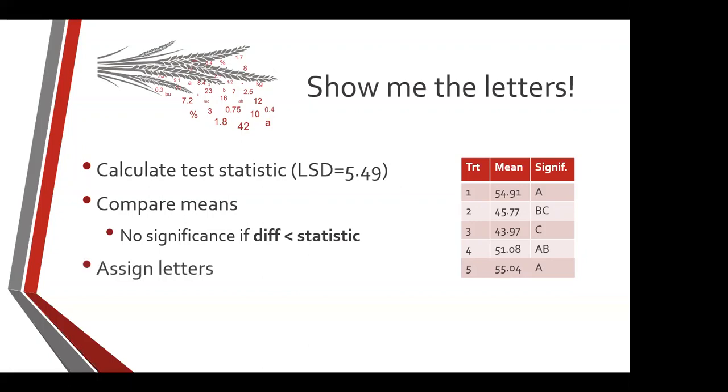Then we assign letters such that means with no letter in common are significantly different according to the test. Looking at our column of significance letters, we can say that there is evidence that treatments 2 and 5 differ because there is no letter in common, but there is no evidence of a difference between treatments 4 and 5. They both have the letter A, so they are not considered significantly different.